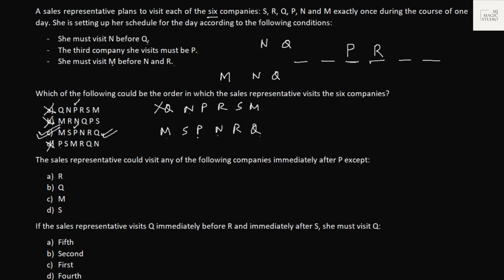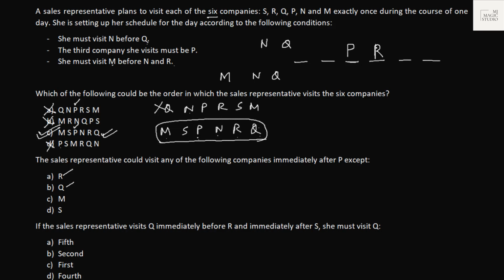Can we have R here? We can see here after P, R is possible. So this can be visited. Q, we can see in this option itself only that Q can be visited after P.